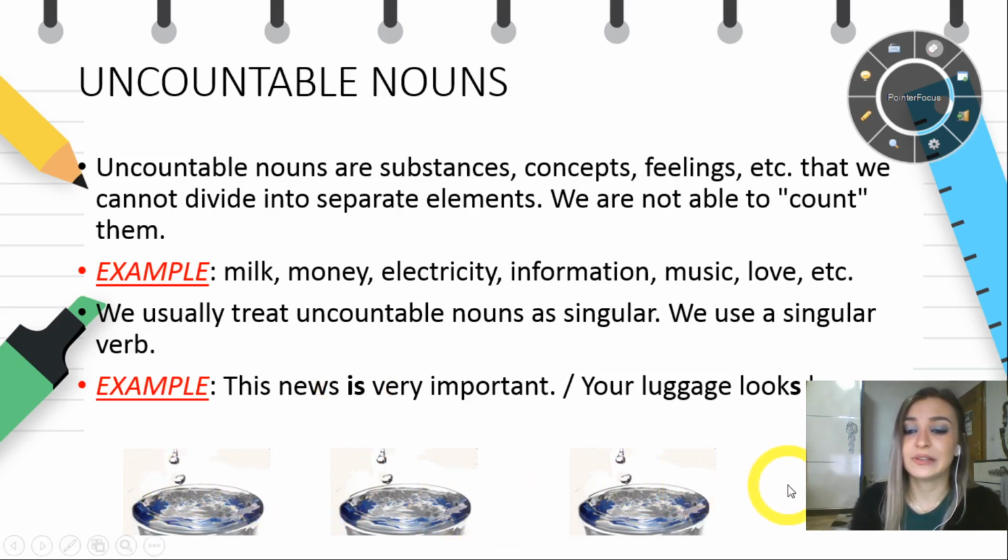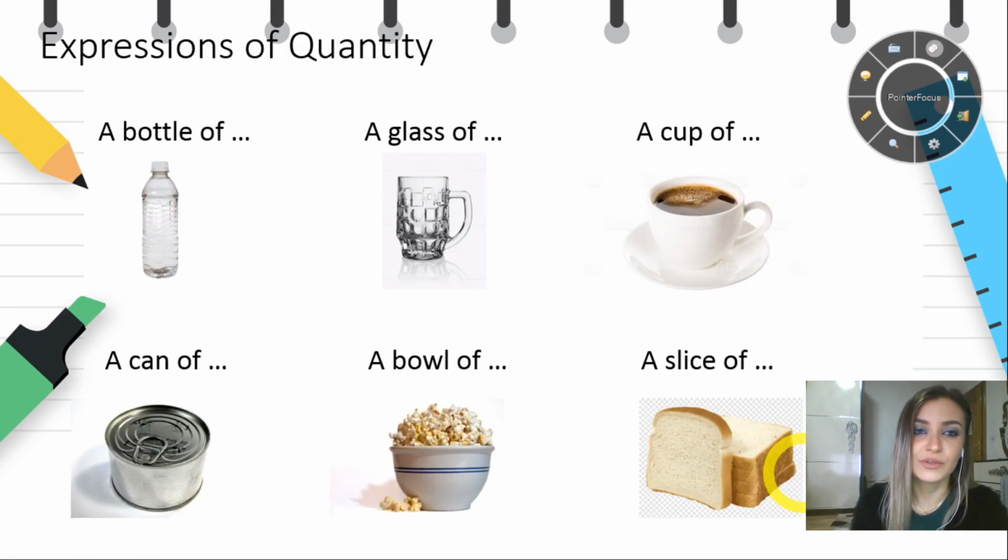Here we have some pictures of water. Water is an uncountable noun. But when we need to know how much water, or the quantity of water, in those cases we use expressions of quantity. For example, a bottle of water, a glass of water, a glass of milk, a glass of orange juice, a cup of coffee, a cup of tea, a can of tuna, a bowl of popcorn, a bowl of rice, a bowl of vegetables, a slice of bread, a slice of lemon, etc.